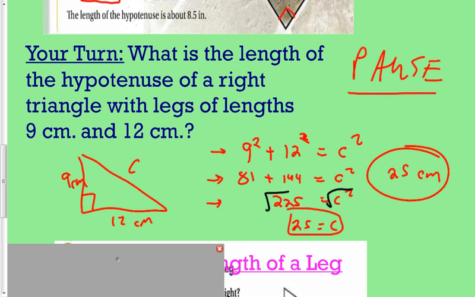To figure out c, we have to take the square root. So the square root of c squared is just c, and the square root of 225 is 25. So our answer is 25 centimeters.